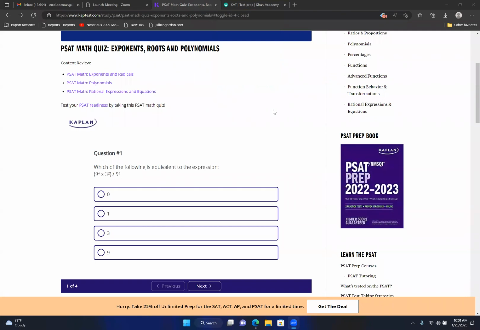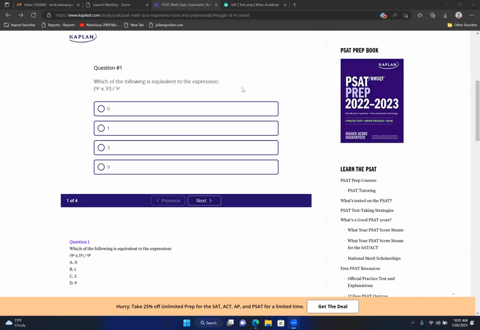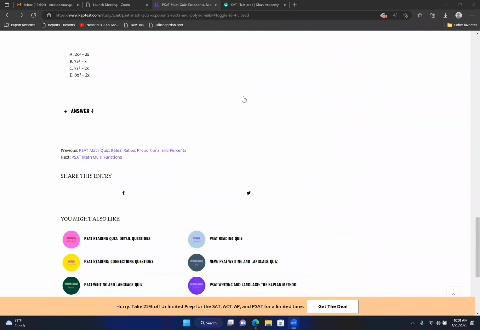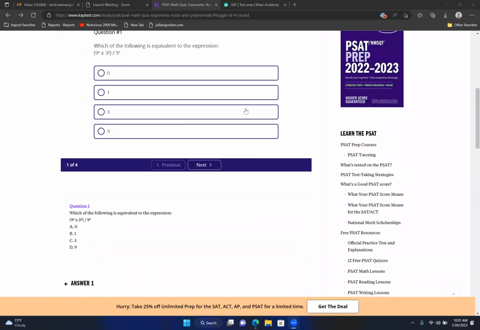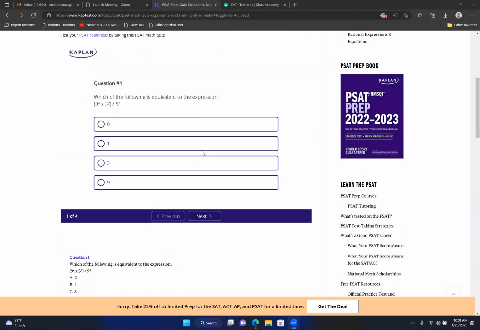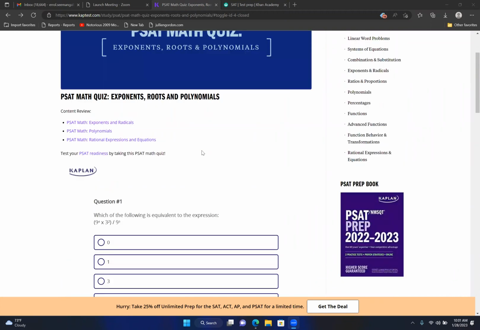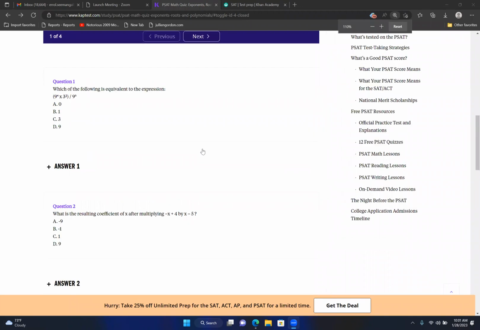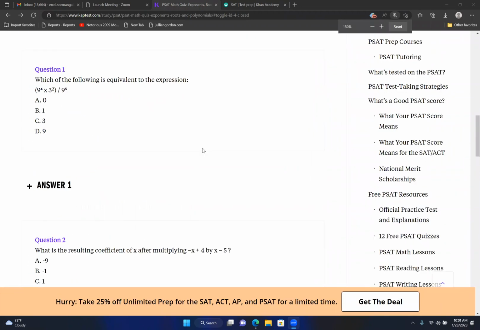All right, this is just some practice with exponent laws and the roots and polynomials. So let's just go through some of these practice questions, and I think there's a practice quiz somewhere we can take. Oh, this is a practice quiz. Okay, so can you see this? Yes. All right. Which of the following is equivalent to the expression?